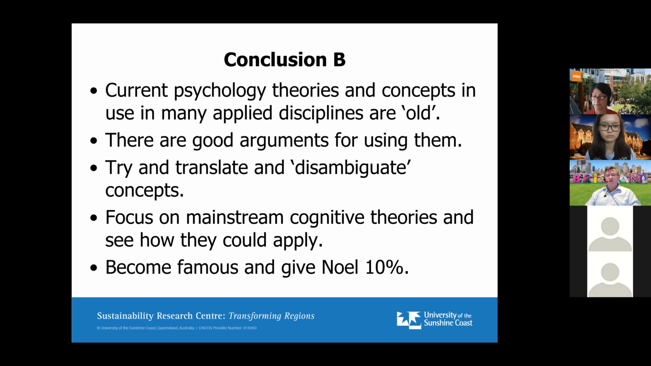There are good arguments for not using them. Try and translate and disambiguate concepts. Try and do something new. Try and use new ideas. Focus on mainstream cognitive theories or other theories from the original discipline and see how they could apply. And then become famous and give me 10% of all the money that you get. That's not going to happen.